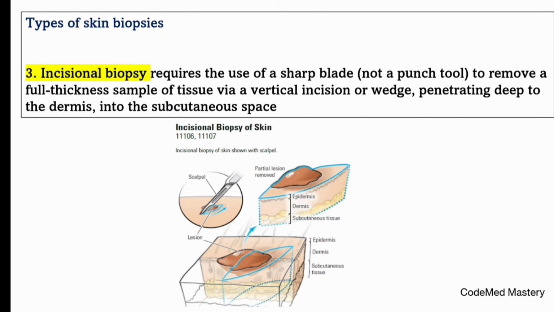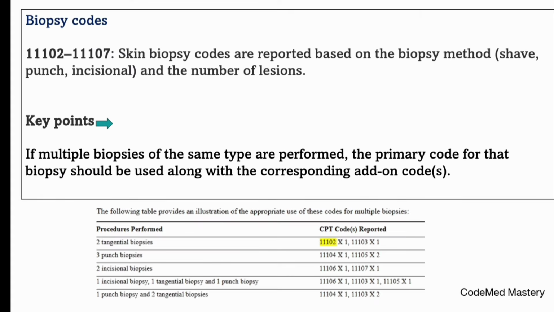The third type of biopsy is incisional biopsy. It requires a sharp blade, not a punch tool, to remove a full thickness sample of tissue via a vertical incision or wedge, penetrating deep to the dermis into the subcutaneous space. Next, let us look at the biopsy codes.